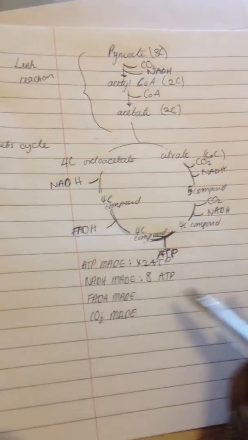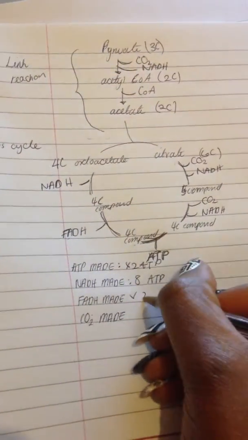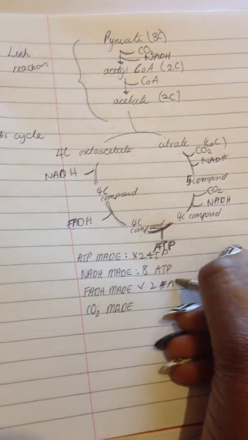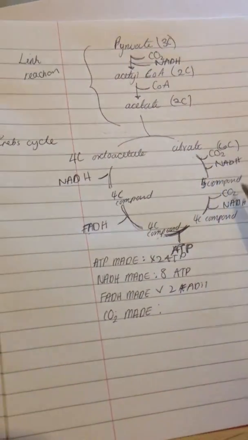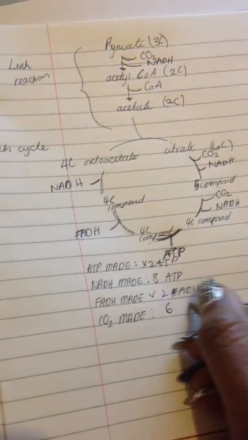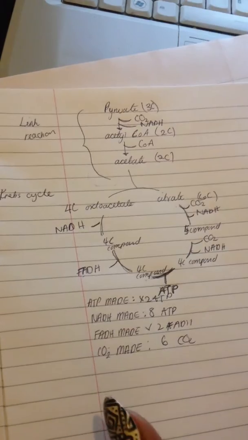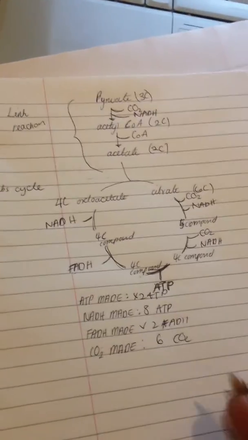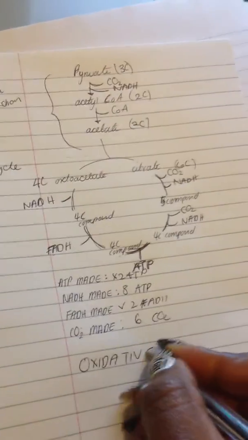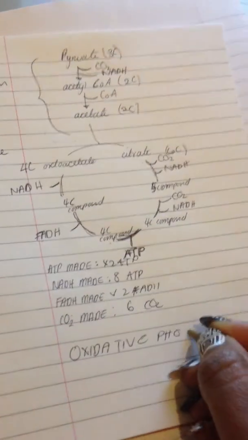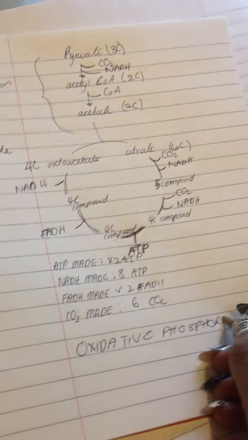Our FADH, we've made 1, so we make 2 molecules of FADH, and carbon dioxide, 1 here, 1 here, and 1 here, so we made 6 molecules of CO2. And that's our Krebs cycle done. So that's it. And then we go into our final stage, which, if you remember, was oxidative phosphorylation. And this was the most difficult part for me.